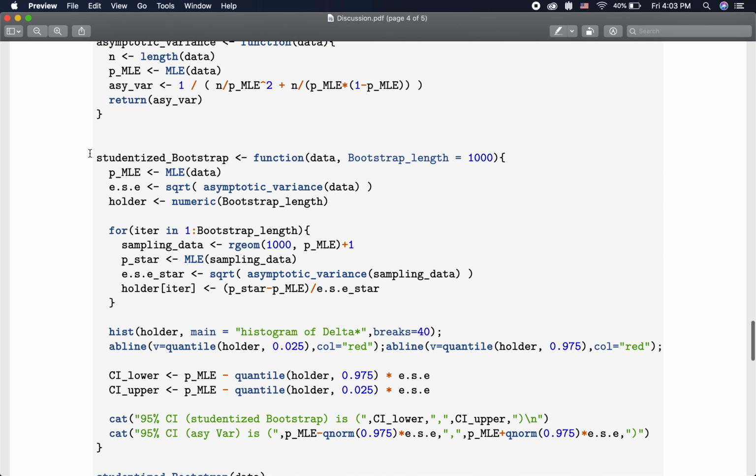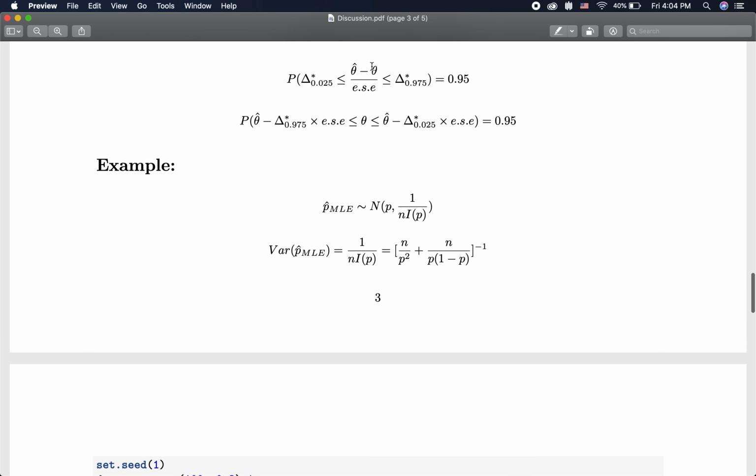Okay, so now we work on the studentized bootstrap. Again, we are going to run 1,000 simulations, and in each of the 1,000 simulations we are going to generate a sample, and the sample size is 1,000 as well. So it's 1,000 samples of 1,000 data points. Now the input of the studentized bootstrap function is the data. So we find the P MLE and then the estimated standard error. Once we calculate these two terms, we lock them down and fix them. So we pretend that this is the MLE, and this estimated standard error also comes from the original data.